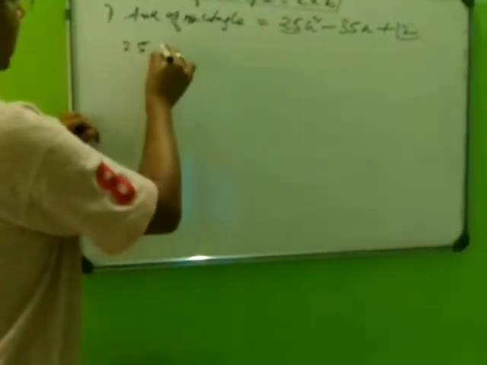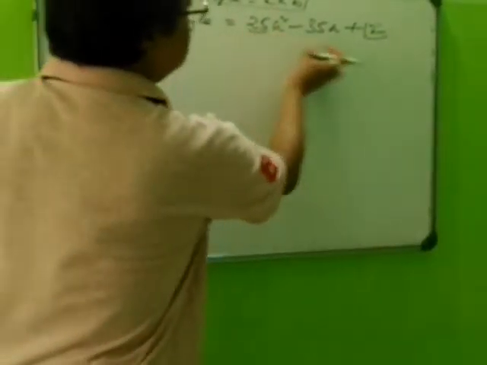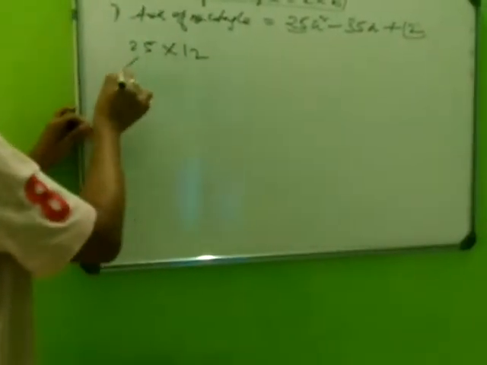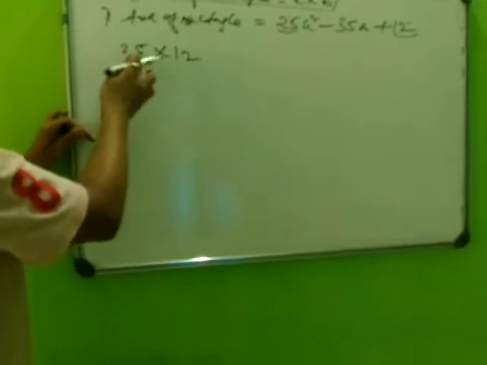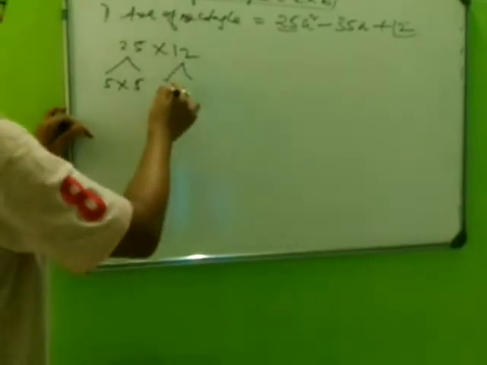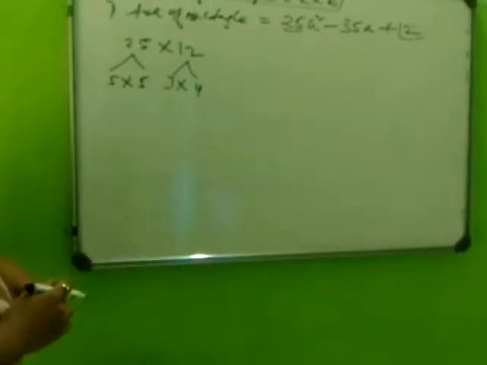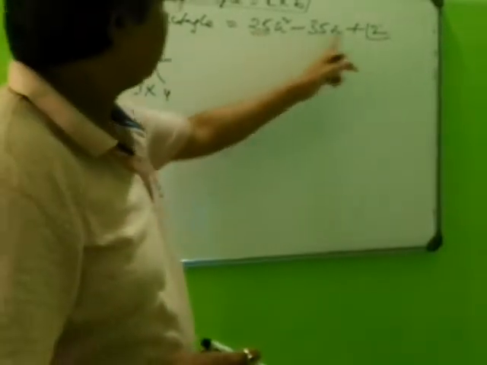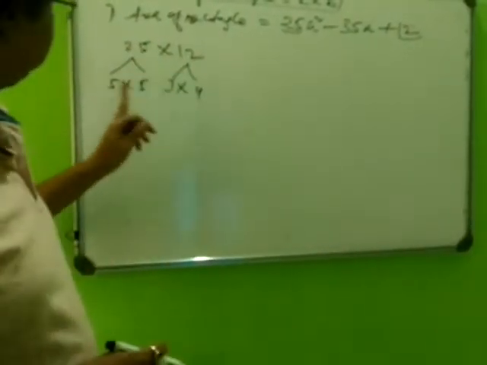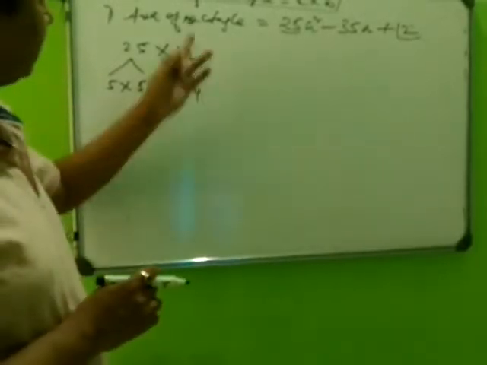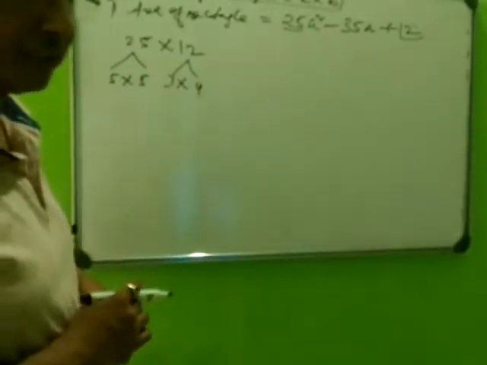So 25 into 12. For 25, you just find the factors: 5 into 5, 25. 12 is 3 into 4. So the factors of 25 are 5 into 5, and the factors of 12 are 3 into 4.